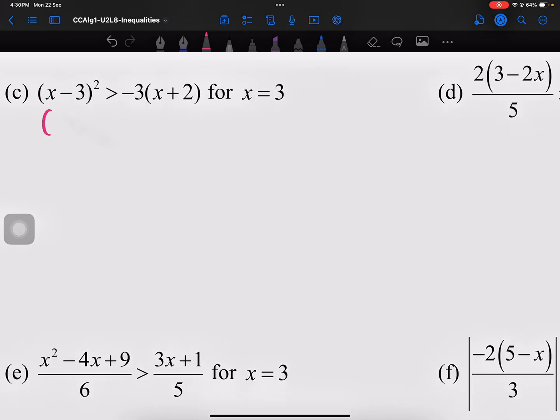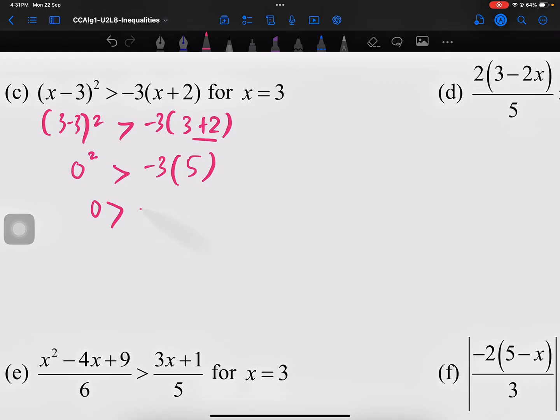Substitute 3. So I change all the x to 3. Remember that you need to settle the bracket first. So here is 3 minus 3 is 0 squared. 3 plus 2 is 5. So 0 larger than negative 15, true.